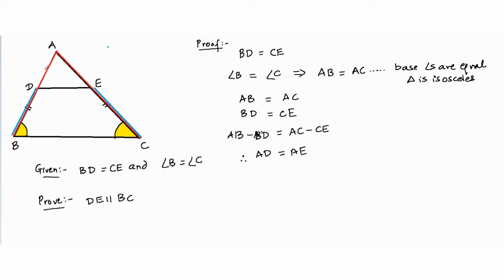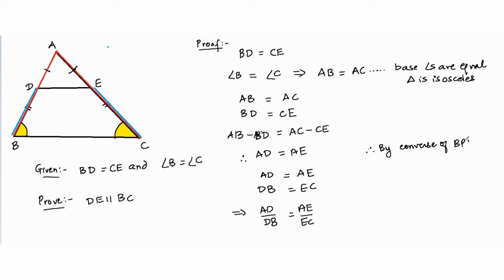And therefore the lengths of AD and AE are also equal, and this means that triangle ADE is also isosceles. Now I know that AD is equal to AE. I also know that DB is equal to EC, which implies that if I divide these two equations, I get AD upon DB is equal to AE upon EC, and therefore by converse of BPT, I can say that the side DE is parallel to BC, right?